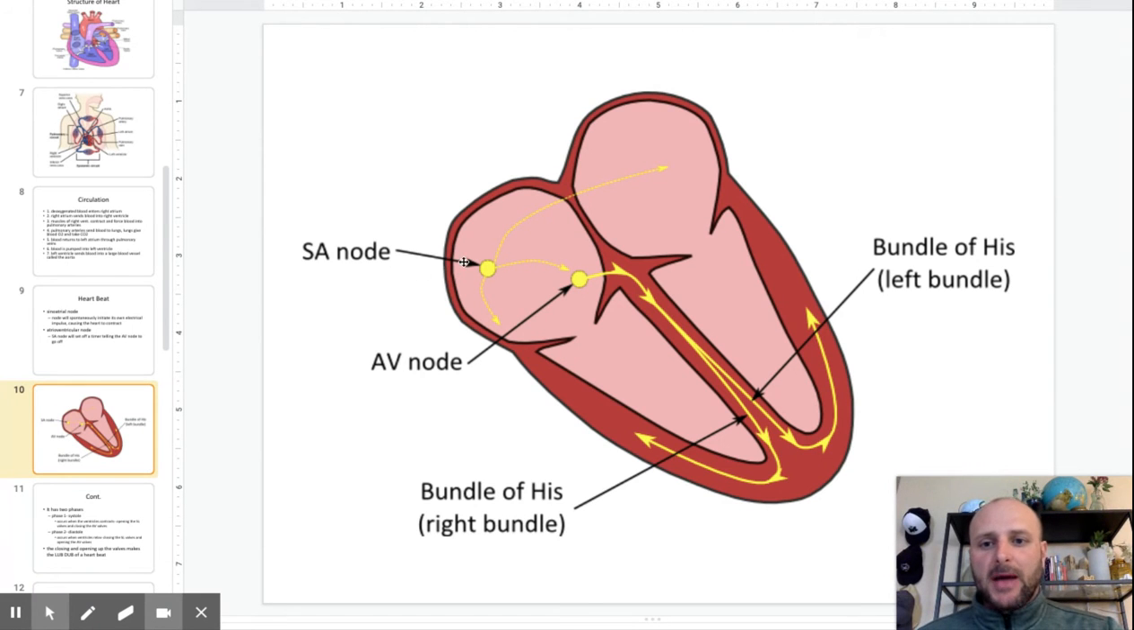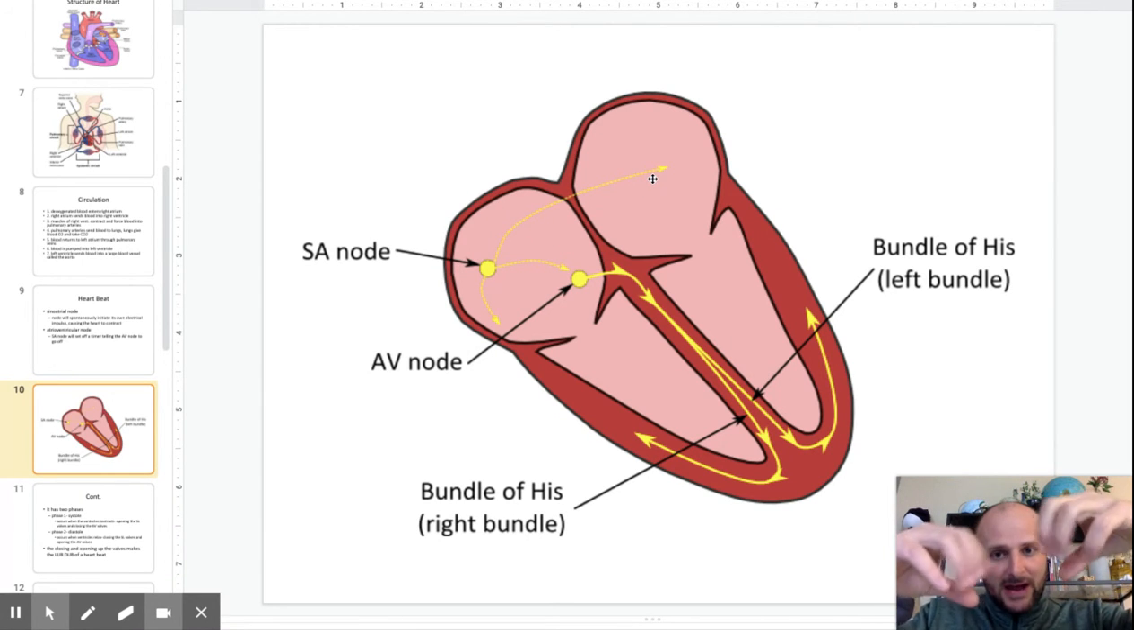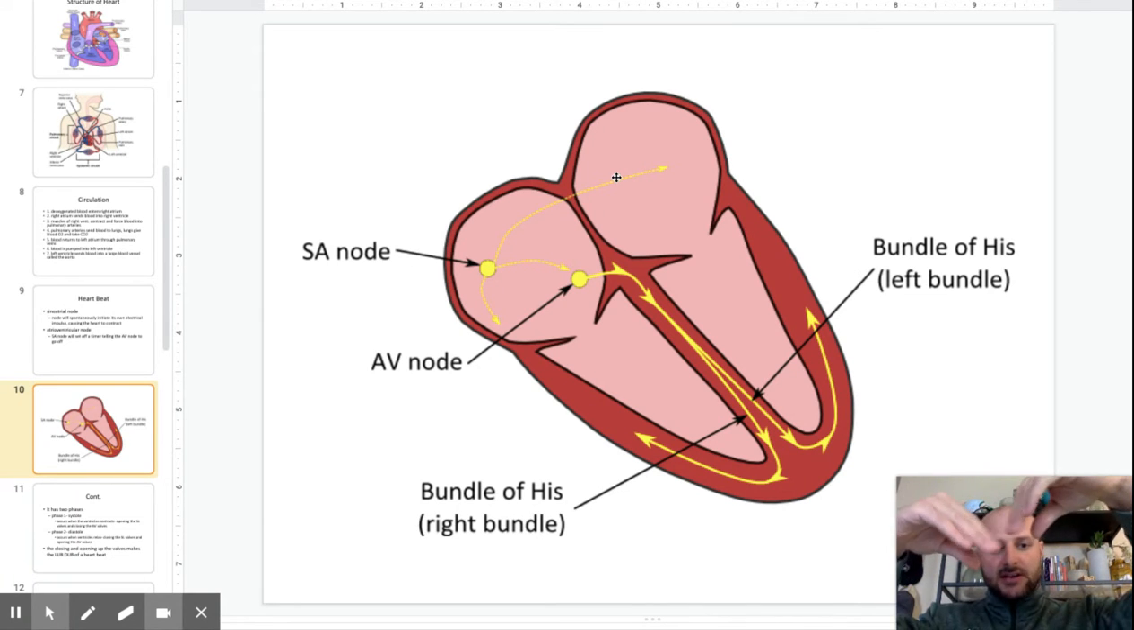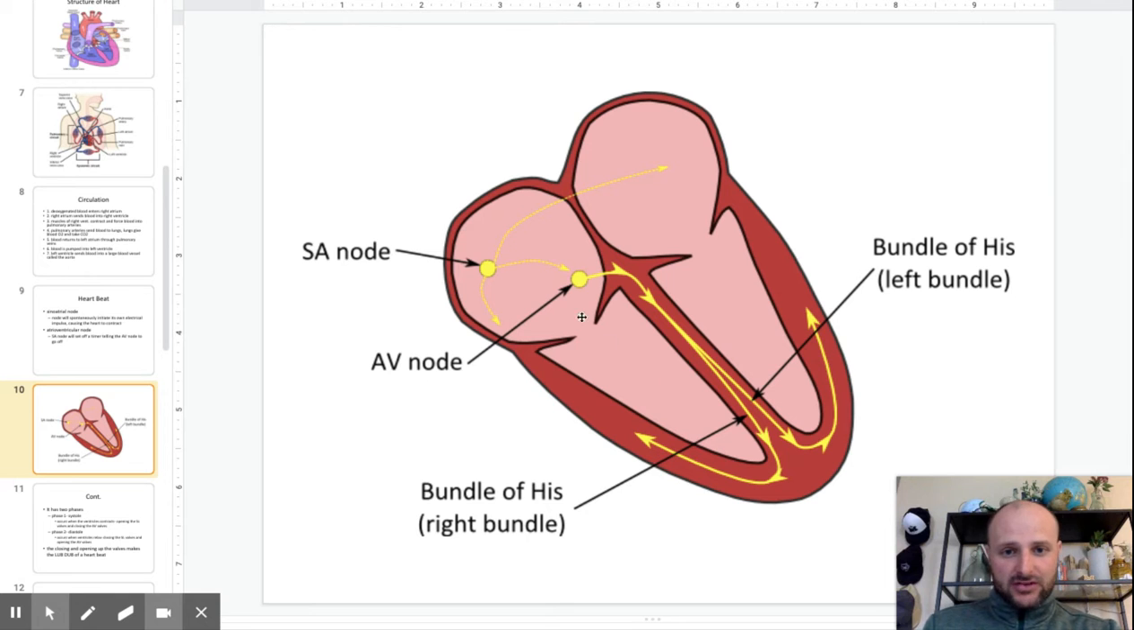We were talking about the SA node and the AV node. These are electrical impulse generators that will have electricity flow through the atria, causing them to contract, or the ventricles causing them to contract. So the SA node causes the atrium to contract, boom, pushing blood down into the ventricles. Then a little bit later, the AV node will contract, pushing blood up out of the ventricles into either the arteries going to the body or the arteries going to the lungs.